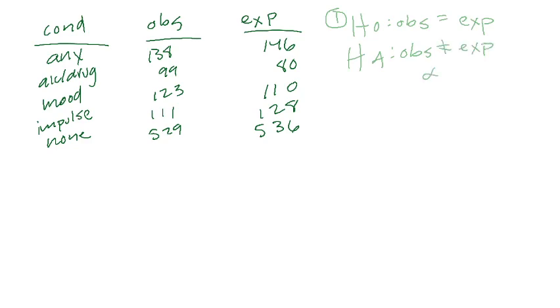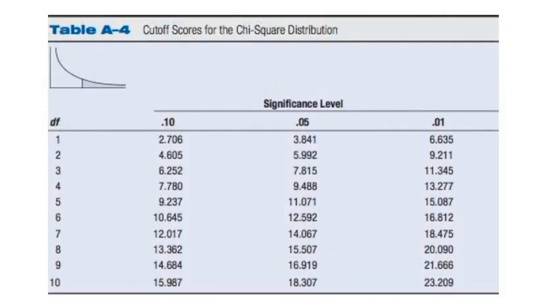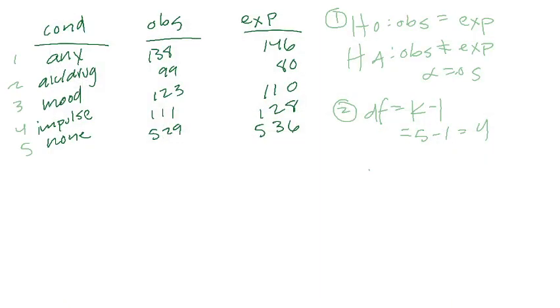So let's give this a try at an alpha of 0.05. Let's go ahead and get our cutoff score first. So degrees of freedom is equal to k minus 1. In this case, how many groups do we have? We have 1, 2, 3, 4, 5. So we're taking 5 minus 1, which is equal to 4. So if we hop over to the table, we're looking at 4 degrees of freedom, so the fourth row, and we're looking at the 0.05 significance level. We find a value like 9.488. So our chi-squared critical is equal to 9.488.